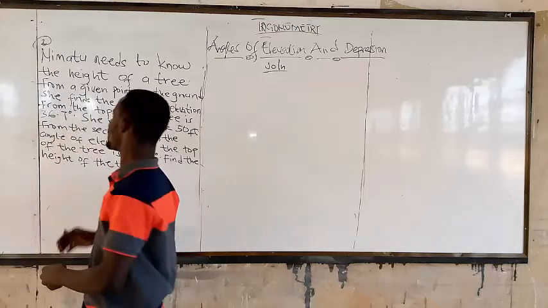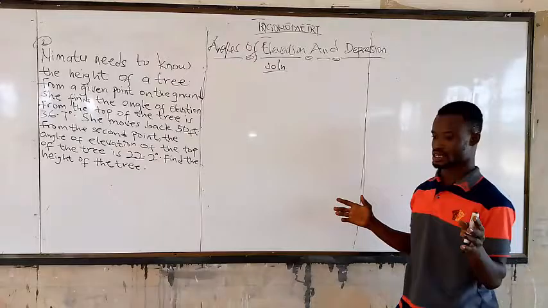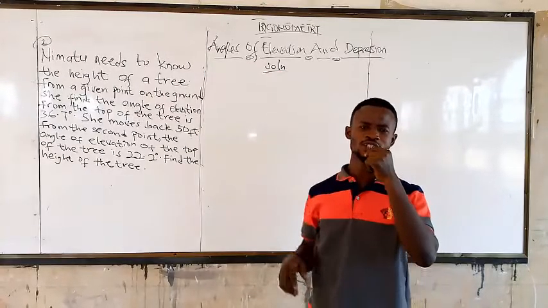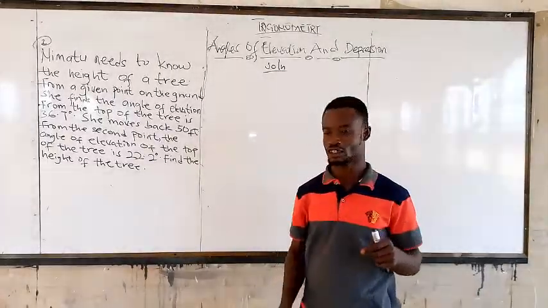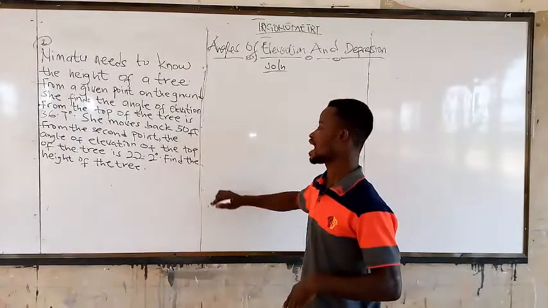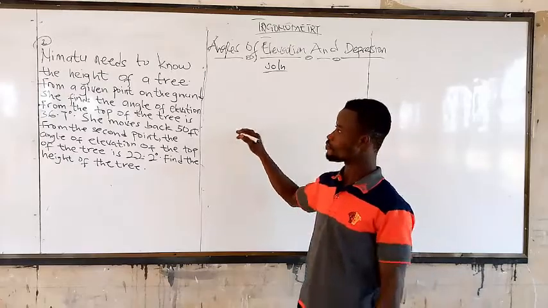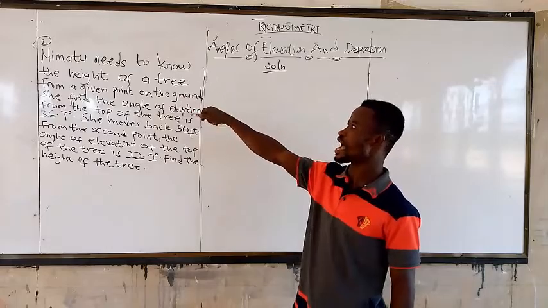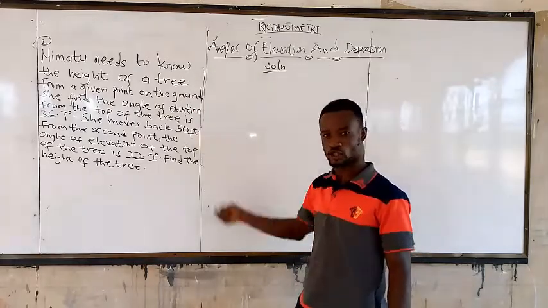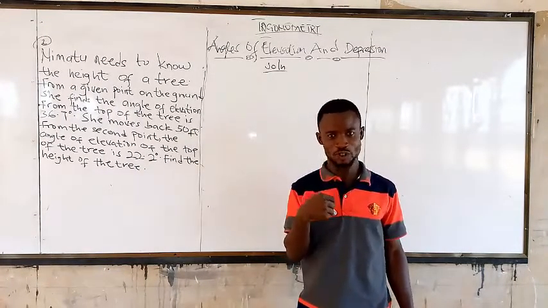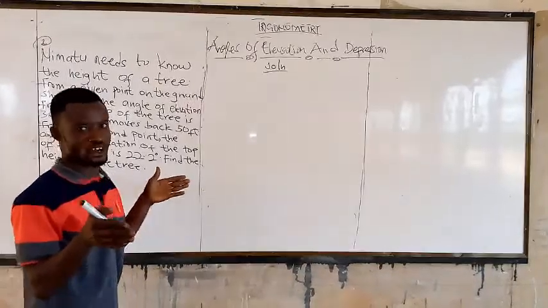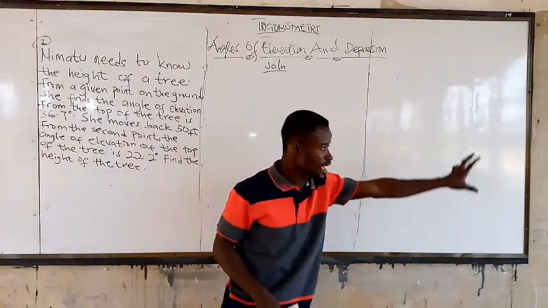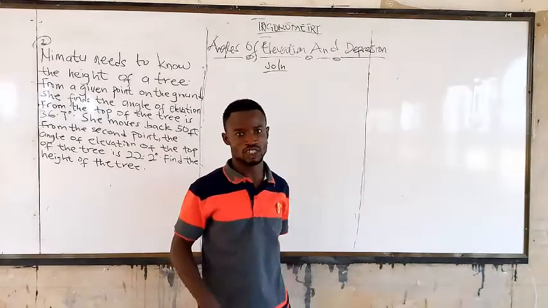Nimatu needs to know the height of a tree. That is why I said you need to put your name there, so that you will not write that I'm not Nimatu, so I don't want to find the height of the tree. So if I want to put my name there, I will say Fred needs to know the height of a tree. So I need to know the height of the tree, so I have to picture it. Let's assume this is the tree.